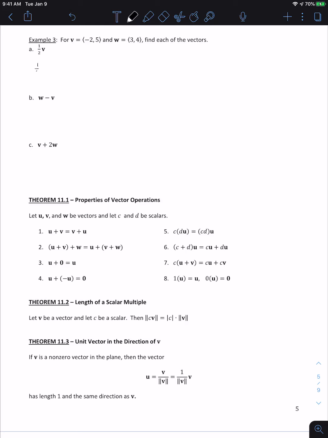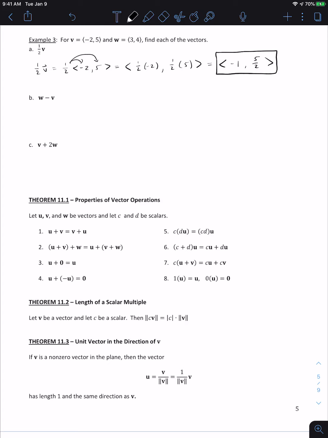Okay, so 1/2 v is going to be 1/2 times v. What is v? v is the vector negative 2, 5. And what do we do? We just take the scalar and multiply it in both components. So essentially it's like distributing it, right? So here I get 1/2 times -2, and then 1/2 times 5. So I end up getting -1 and 5/2. So that is the vector 1/2 v.